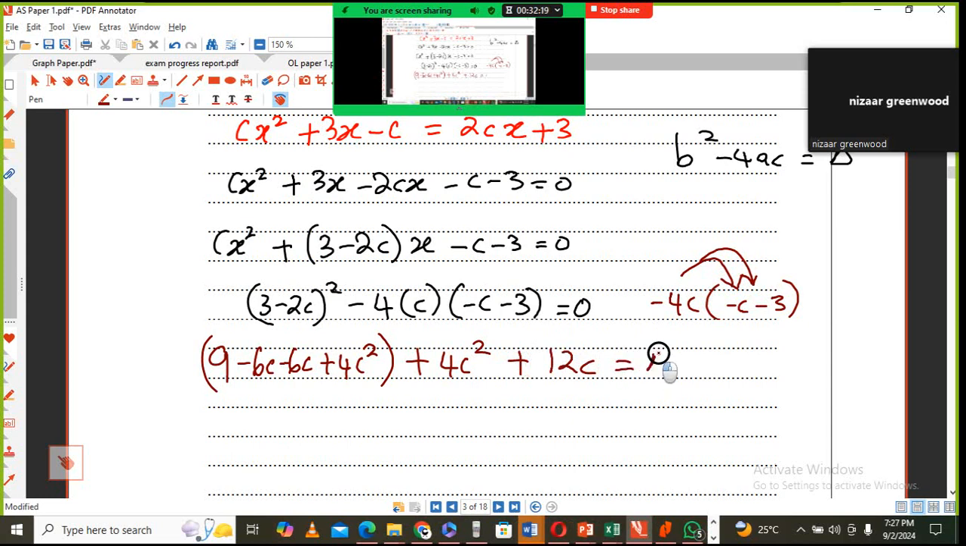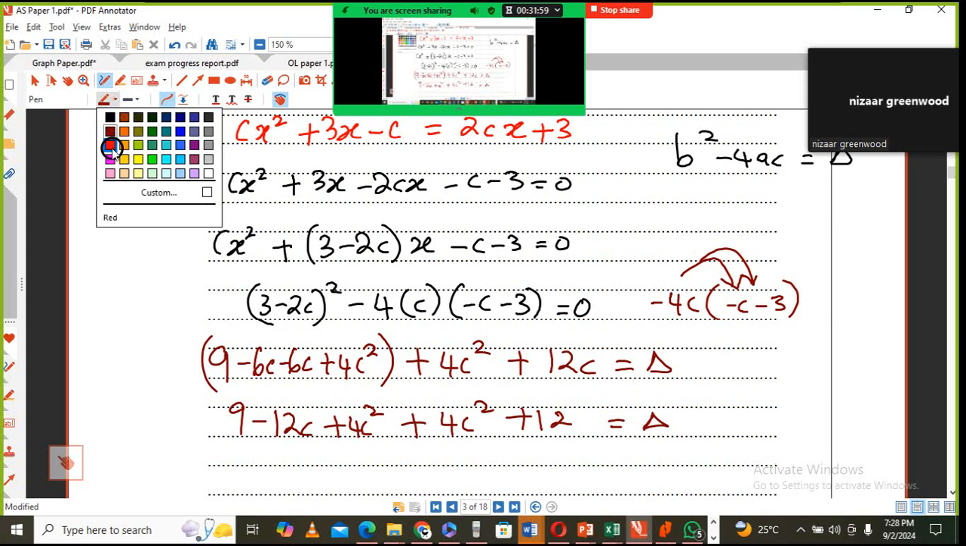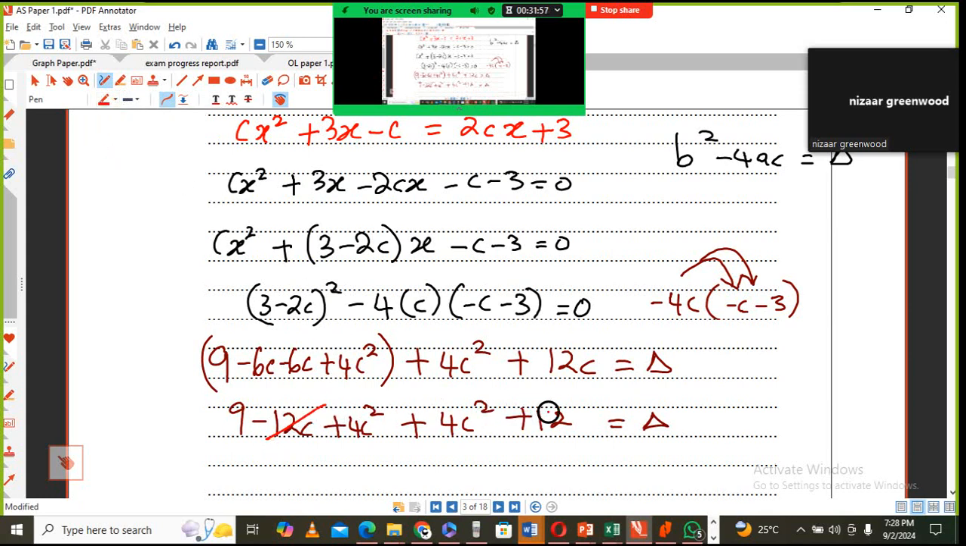Are we together? Yes. All right, so we can actually have 12c here inside. 4c squared plus 12c. Don't mind how my c looks. It's horrible. Let me just correct it. If you look at the 12c's, they will cancel. And I'll be left with 8c squared plus 9.